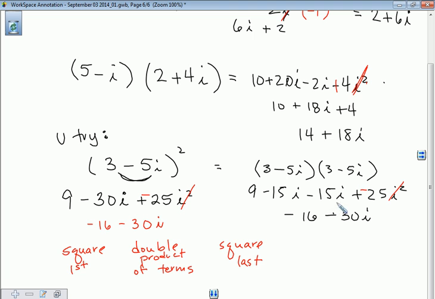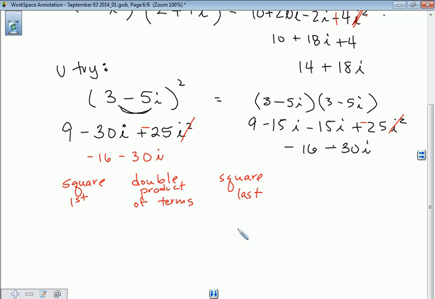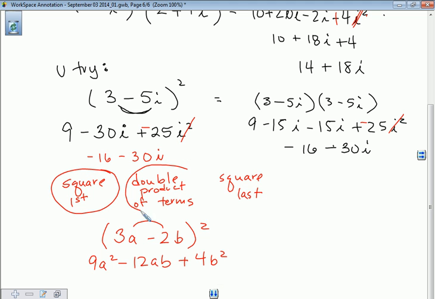So I would never show work on a problem like this. We kind of worked on this a little bit before. If we had one like this, (3a minus 2b) quantity squared, if we squared the first one, what would it become? 9a squared. Double the product is negative 6ab, double that, negative 12ab, and square the last one, 4b squared. So I don't ever show my work when I have a binomial square. I always just square the first term, double the product of the two terms, and then square the last term.